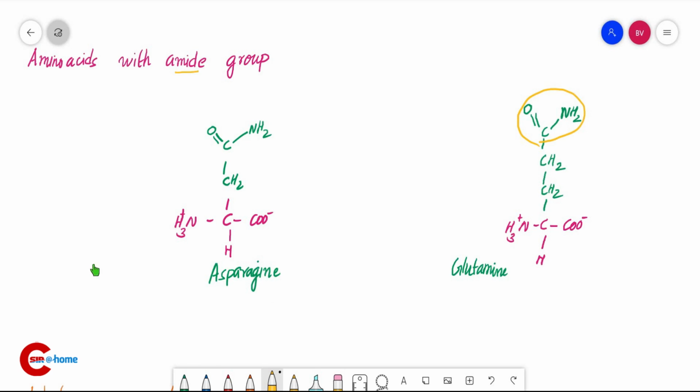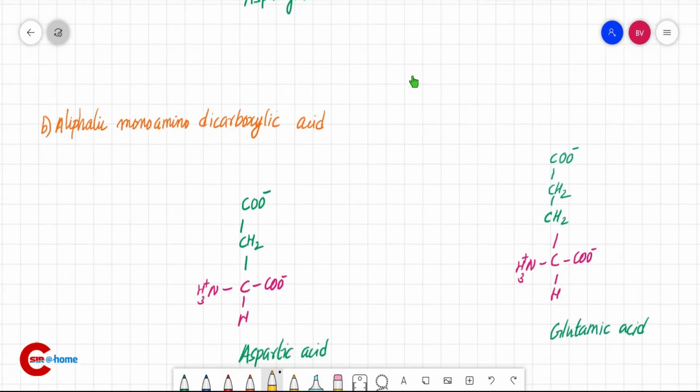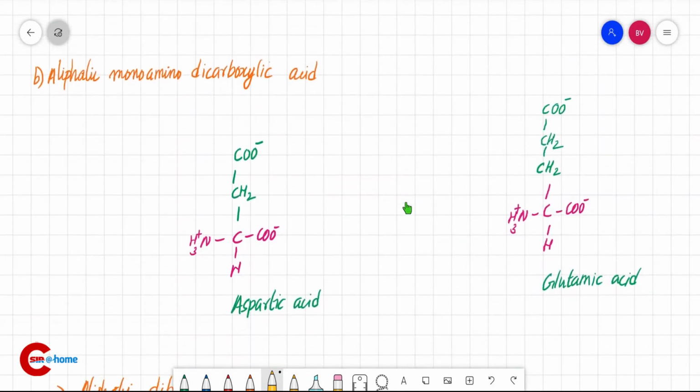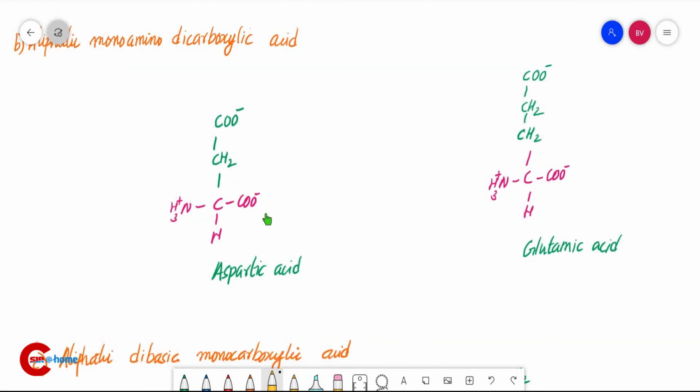Glutamine and asparagine both are examples of amino acids with amide group. So study this one, okay? That's all about monoamino, monocarboxylic acid. Now we can study about aliphatic monoamino dicarboxylic acid.